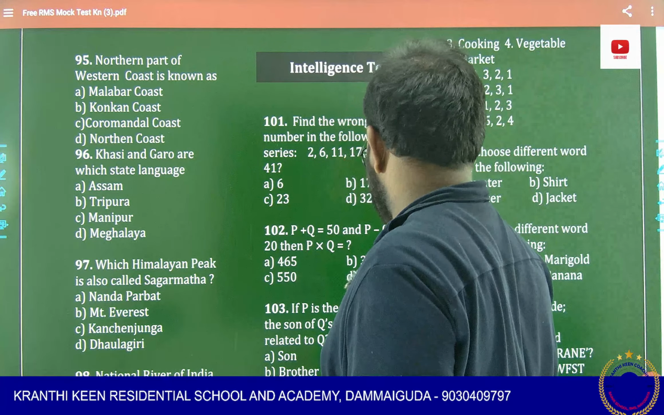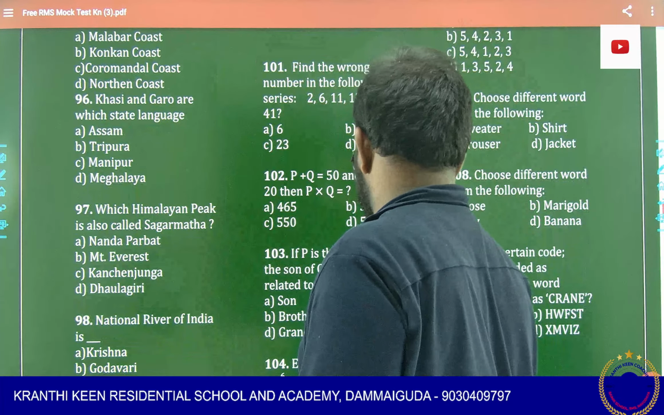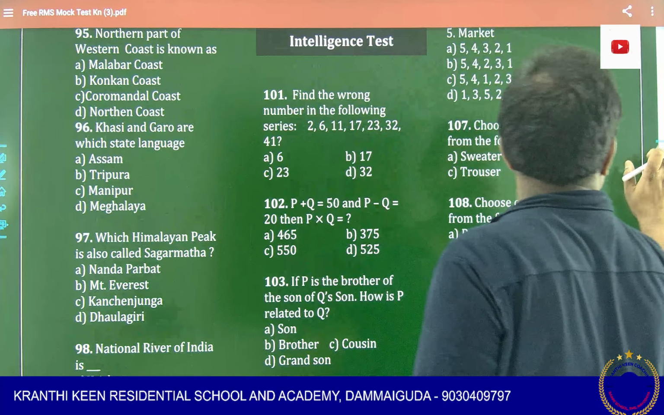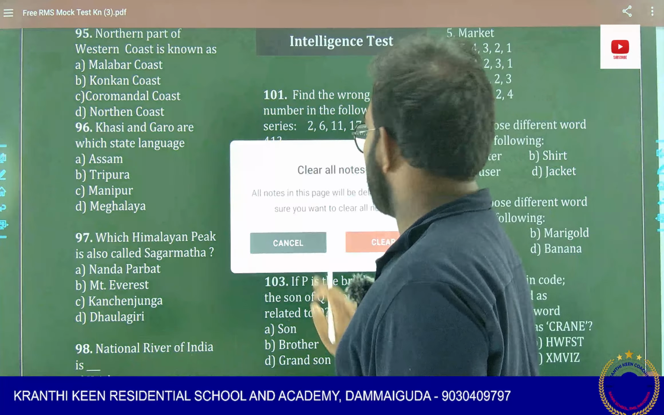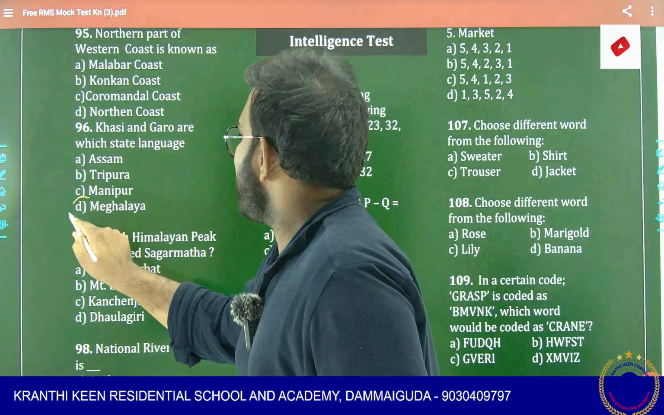Next, Kasi and Garo are which language? Meghalaya. We have Telugu in our Telugu states. Like that, Meghalaya has Kasi and Garo. That is the regional language of the particular state, Meghalaya.